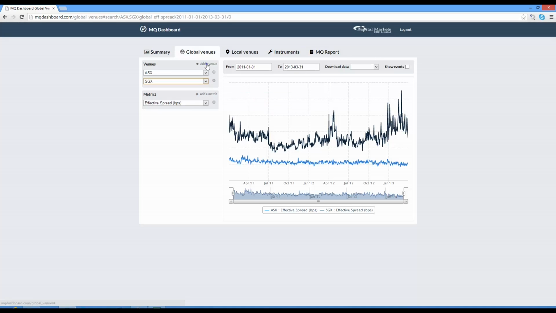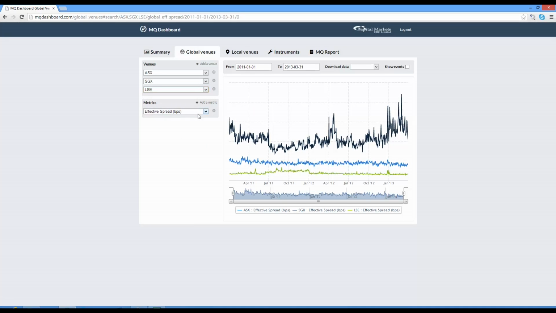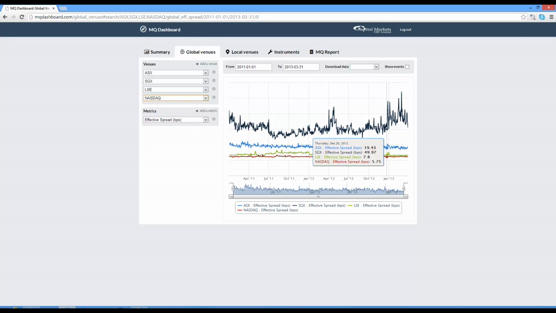However, if we head to other parts of the world, so perhaps to the London Stock Exchange, then we see we're not quite as efficient. And ultimately, if we head to the benchmark, something like NASDAQ or NYSE, then we see essentially where everyone sits. So you can see there that the NASDAQ is around about 5 to 6 basis points, LSE 7 to 8, ASX 19, and SGX around 50 basis points.